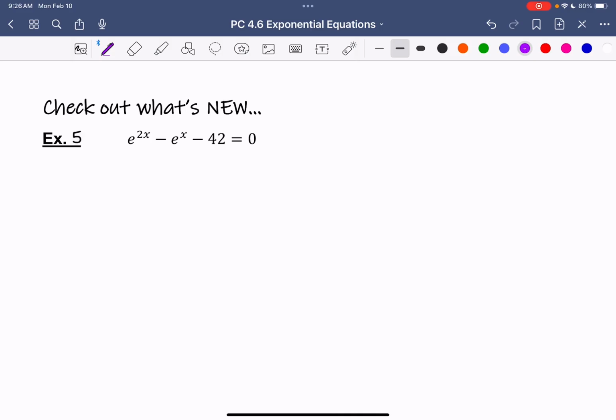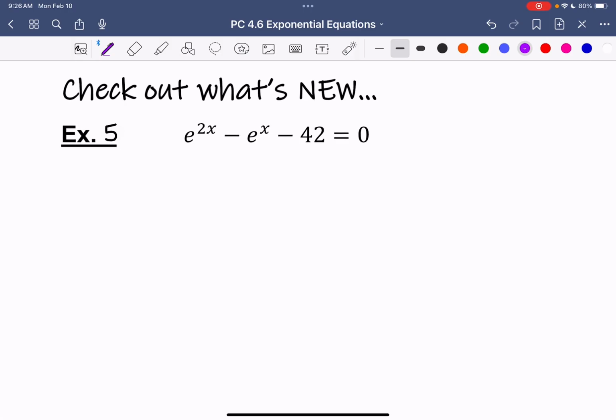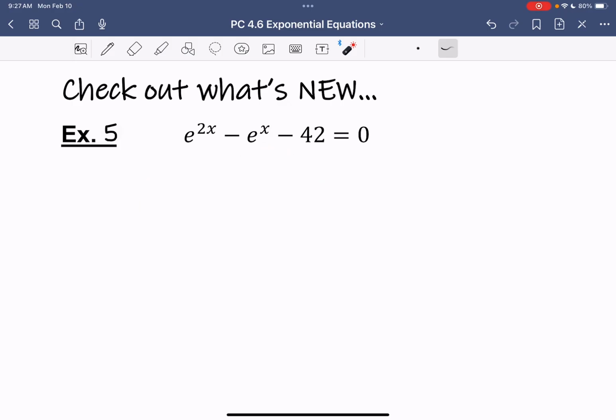All right, so the back side, these are 2 new problems that we did not see in Integrated 3. So you may recognize this looks a little different because we have 2 exponential pieces. We have e to the 2x and e to the x. We cannot combine these. Do not try to combine these or subtract them. This is like taking an x squared minus an x. They're not like terms. They cannot be combined.